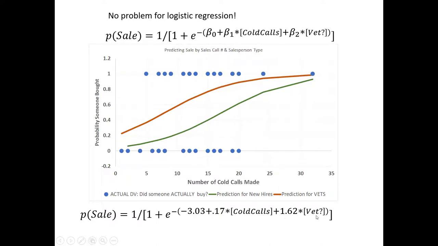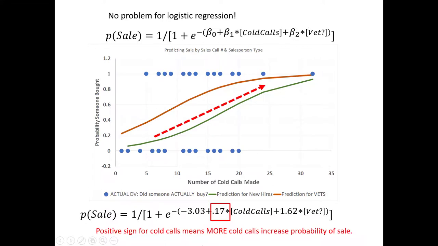And notice that whether someone's a new hire or a vet, by turning this on to a 0 or 1, we effectively can create two different types of curves. Whether they're a vet or not a vet, we can see that the number of cold calls tends to increase the probability of sale. We know it tends to increase it because the parameter here is positive. We can always read it that way.